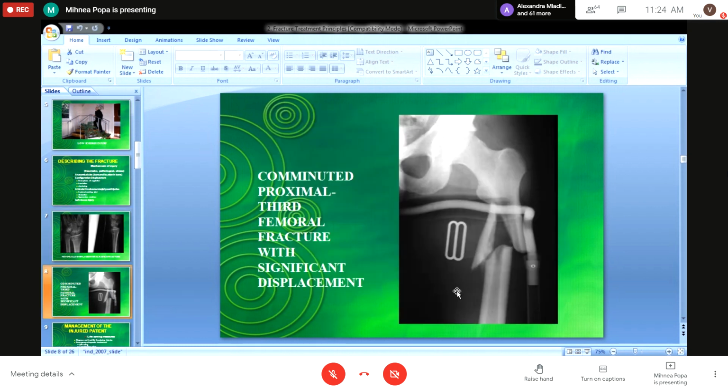And of course, we have high energy fractures. As you can see here, a fracture that is in 3 fragments, 1, 2, 3, a butterfly fragment, so how we tell it, how we name it. This is a fracture that needs to be treated surgically because it cannot evolve correctly through orthopedic means because we cannot immobilize it correctly.